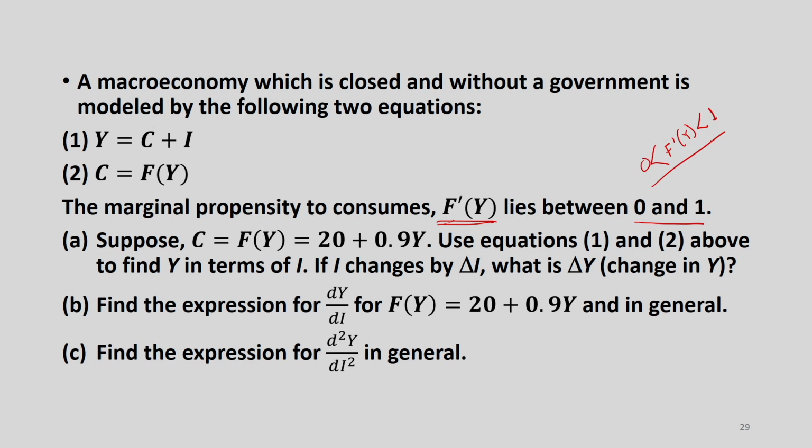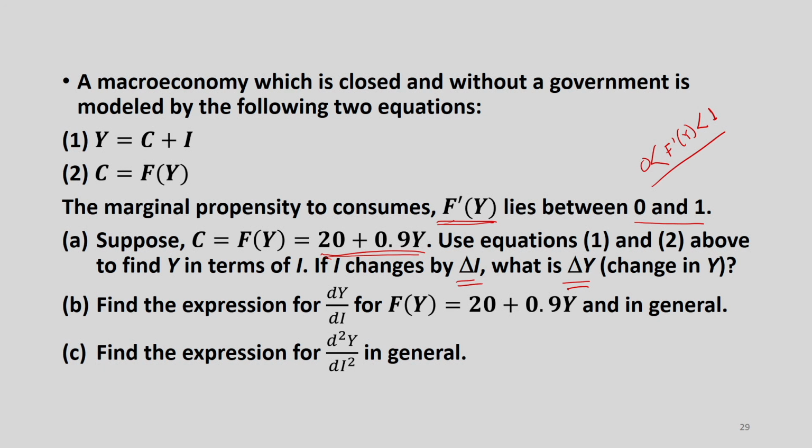Now, there are three parts to this problem. Given this setting, suppose c, or f of y, takes this particular form: 20 plus 0.9 times y. Use equations 1 and 2 above to find y in terms of I. If I changes by del I, what is del y? Del y is the change of y. This is the first part.